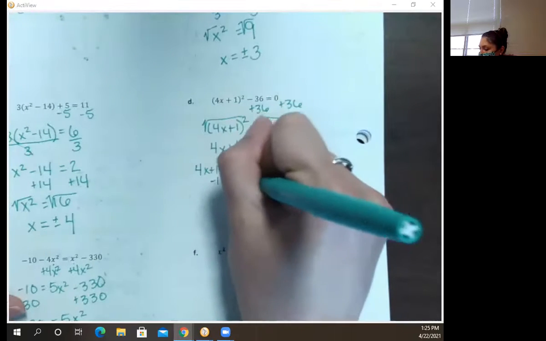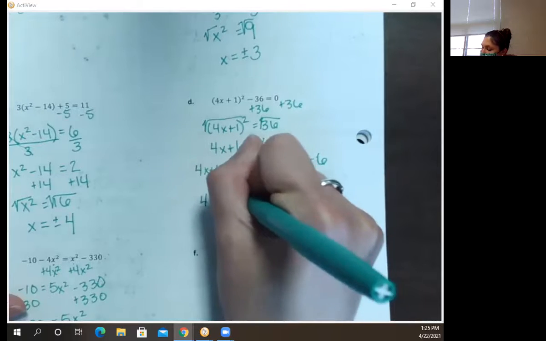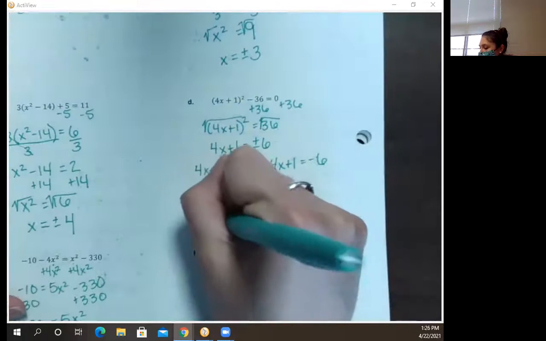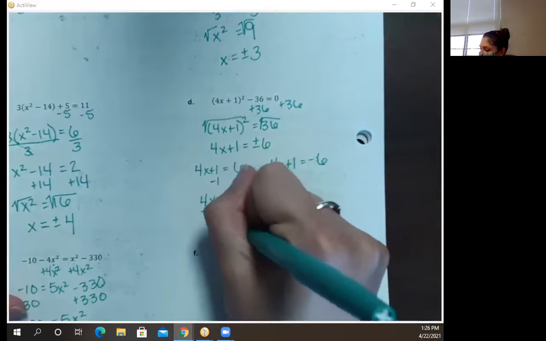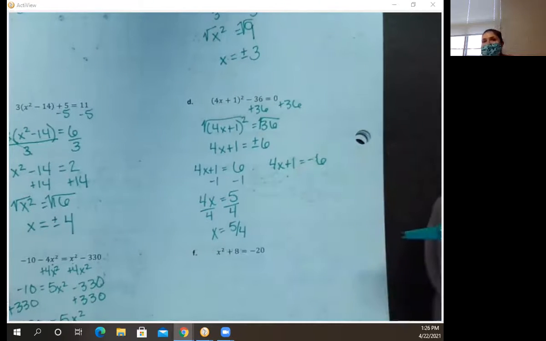So move the 1, and I get 4x equals 5. Then divide by 4, and I get x equals 5/4. It's okay to leave your answers as fractions. Sometimes we're going to get fractional answers. Just make sure they're reduced. This one is, so we're good there.